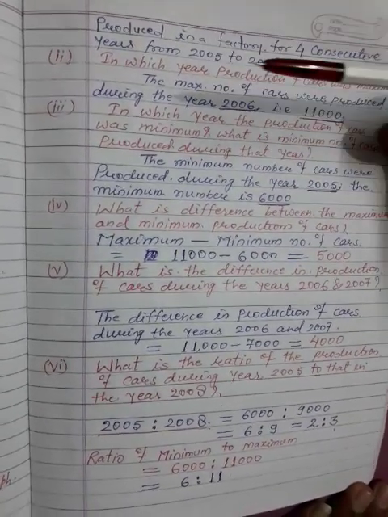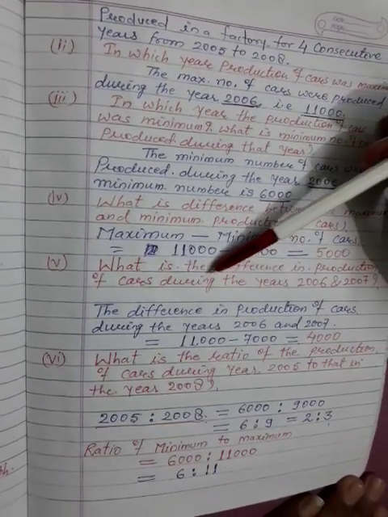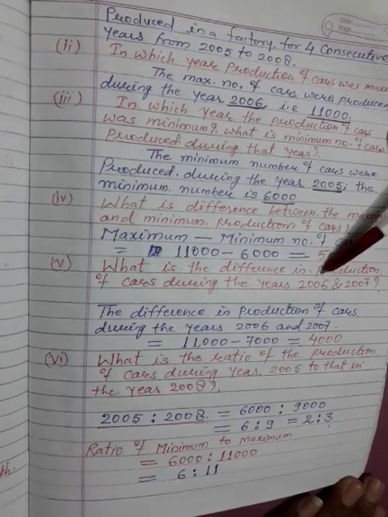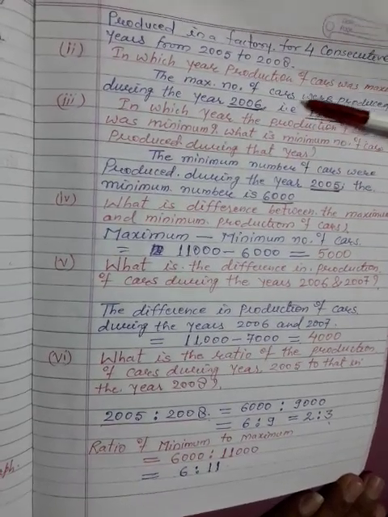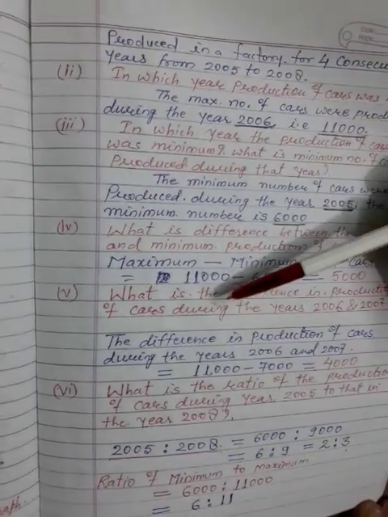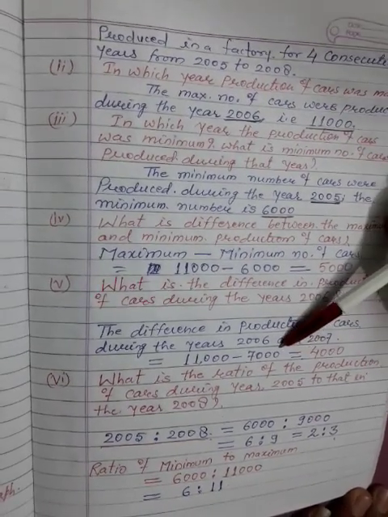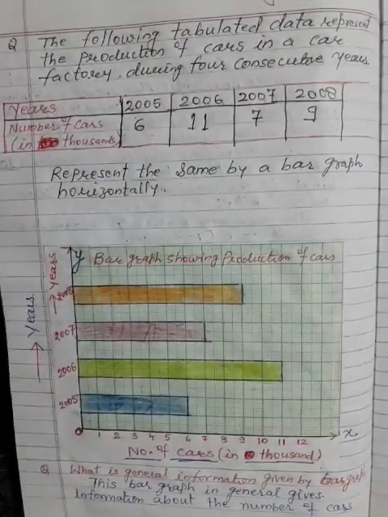The next question is similar to this one. What is the difference in production of cars during 2 consecutive years, 2006 and 2007? In 2006, cars produced are 11,000 and in 2007, cars manufactured are 7,000. So the difference is 11,000 minus 7,000, which is equal to 4,000.